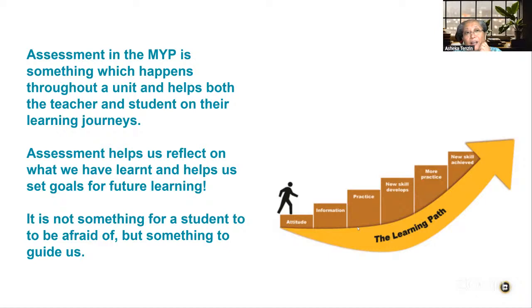Now, assessment in the MYP happens throughout the unit. So it is continuous assessment, and it will help the teacher and the student in their learning path. You see over here, when the student goes on the learning path, you have attitude, you have information, what needs practice, what new skills are being developed. Do you need to practice more of those skills? And then what new skill is achieved? So when you go from down to up, you see the learning and development of the skills.